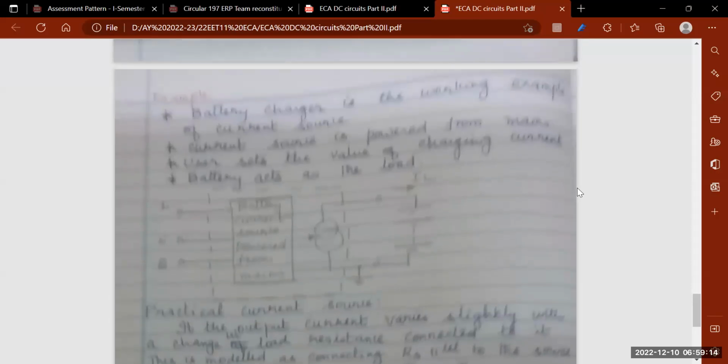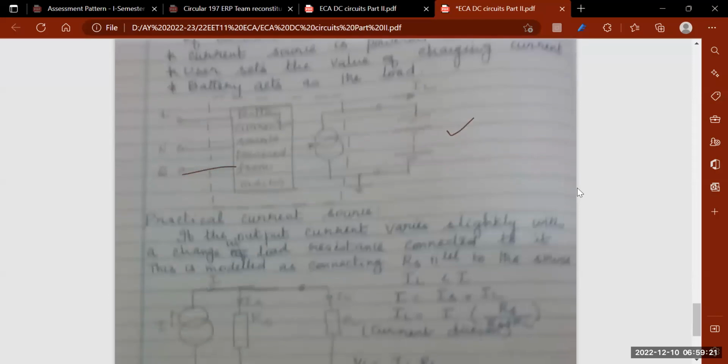So an example of a current source is the battery charger. This is how the process happens in the battery charger. I am taking the supply from my AC. I connect my charger to the socket, so there is an AC supply available. Some conversion mechanism happens here, and I get a current that will charge my mobile battery. So here the load is my mobile battery, and this is my charging current.